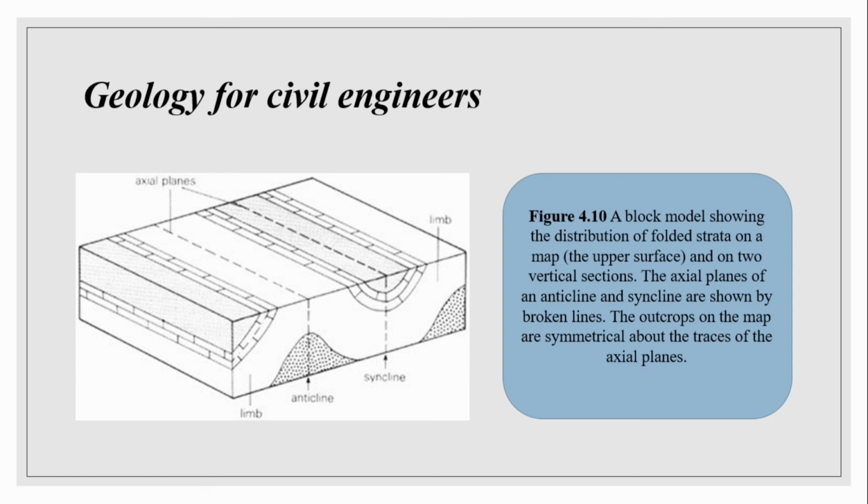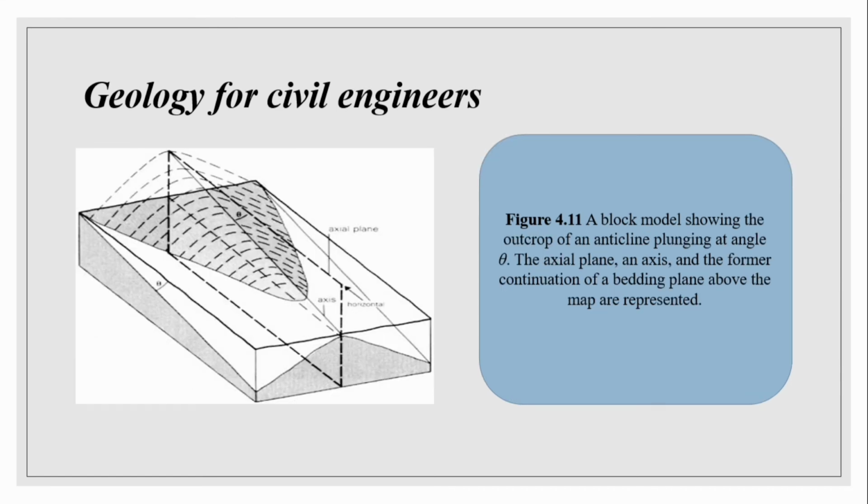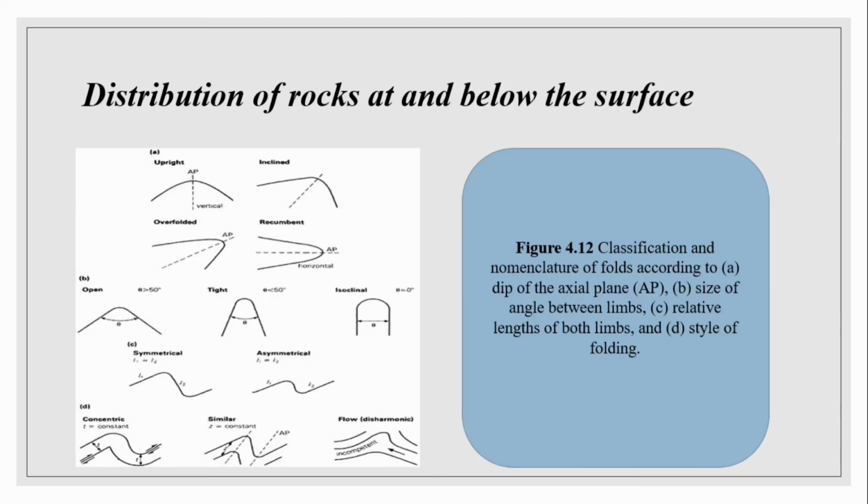Next, in figure 4.11, an anticline plunging at an angle of theta is shown. The map shows a plane and an axis, as well as the former continuation of the bedding plane above the map. Next, this slide illustrates the classification and nomenclature of folds in relation to the dip of the axial plane AP, angle between limbs, relative length of each limb, and the folding style. Limb is described as the sides of the fold that display less curvature.